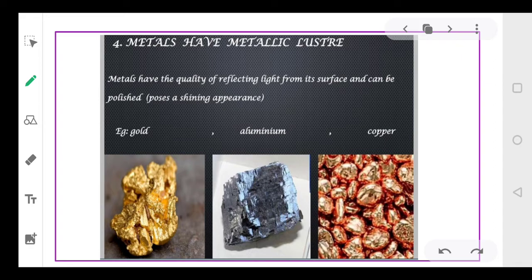Now the next property that we have is a shining surface, which is called metallic luster. Now dear students, metals in their pure form have a shiny appearance. Like gold and silver, we use them to make ornaments because they have a very shiny appearance. Aluminium, you can see in the picture, copper also, they all have a shining appearance. This means that they reflect the light which is falling on their surface.